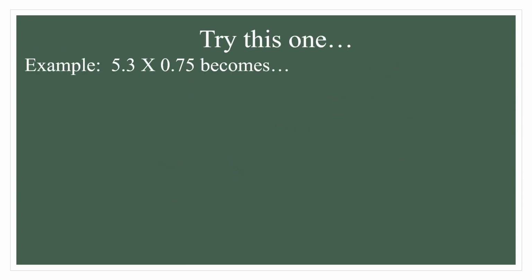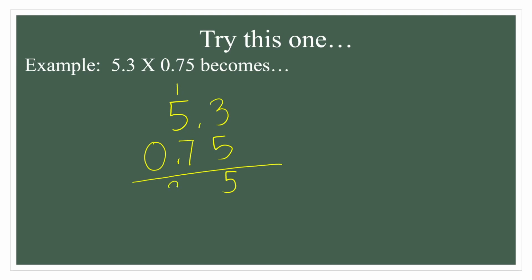Let's have another one. Okay, Nisha. I have 5.3 multiply by 0.75. Basta mag-multiply ta, pwede na dili itunong ang mga decimal points. Let's multiply 3 and 5. How much is that? 15. 5 and 5, 25, plus 1, 26. Okay. 7 and 3, 21. What about 7 and 5? 35, plus 2, 37.